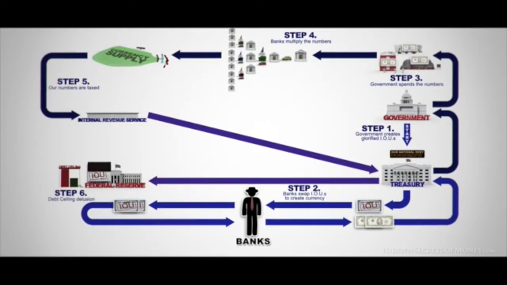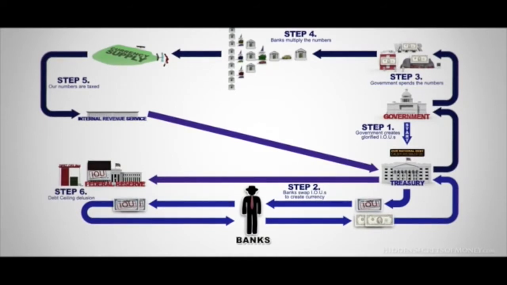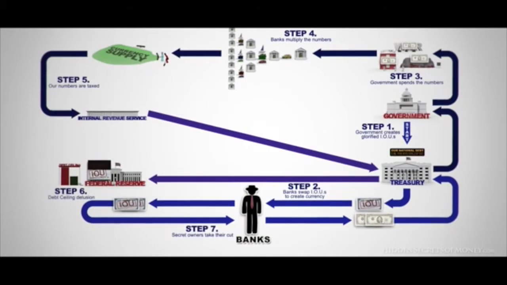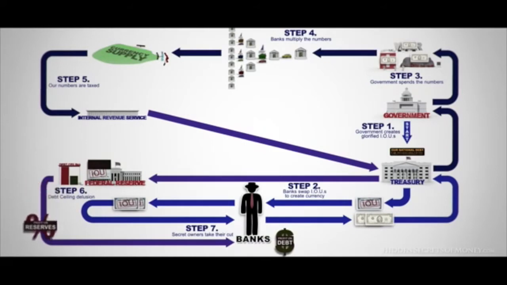The system is designed to require ever-increasing levels of debt and will eventually collapse under its own weight because politicians always kick the can down the road. They don't want it to collapse on their watch. And finally, step 7, the secret owners take their cut. The world's largest banks own the Federal Reserve. Those banks make a profit selling our national debt to the Fed. They make a profit when the Fed pays them interest on the reserves held at the Fed, and the Fed pays them a 6% dividend on their ownership of the Fed.